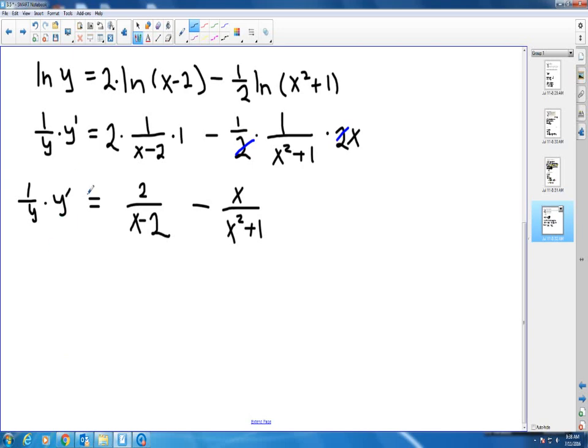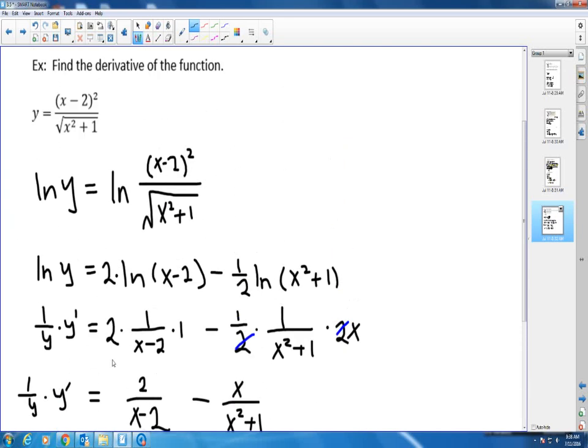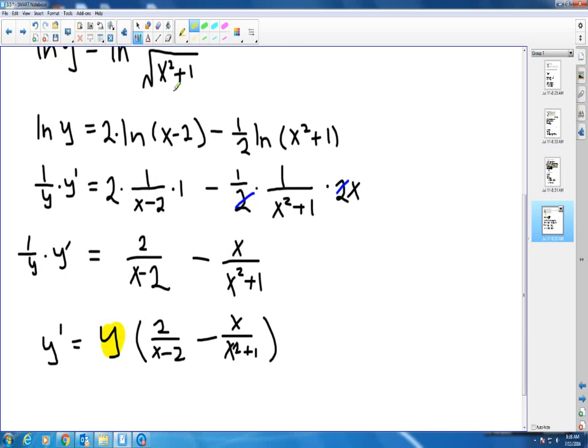So to get y prime by itself, or dy dx by itself, I will multiply both sides by y. So that'll be y prime equal to y times 2 over x minus 2 minus x over x squared plus 1. And this y, if you can recall, y is the same thing as this thing. So now I can substitute all of this for this y right here.